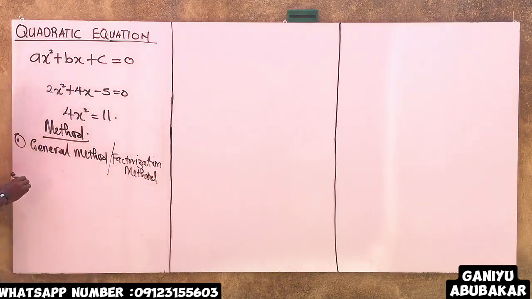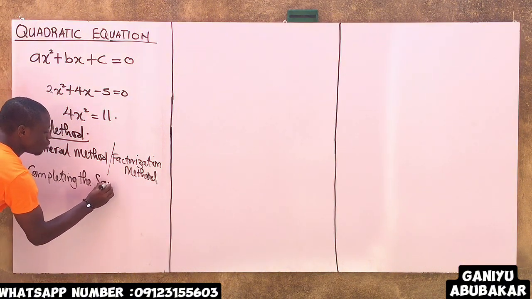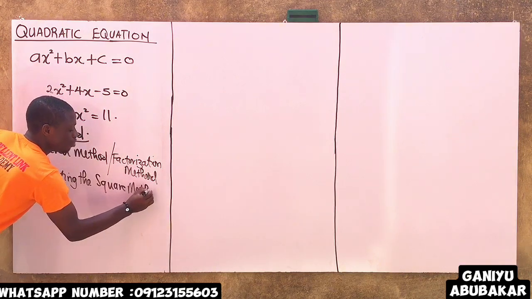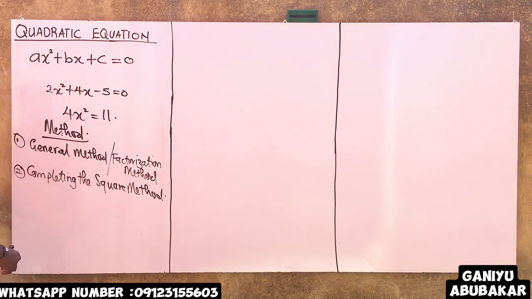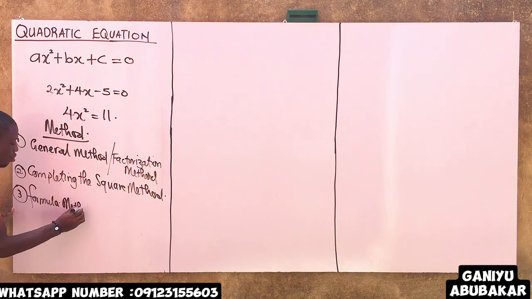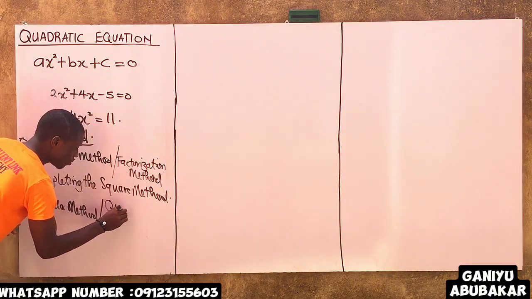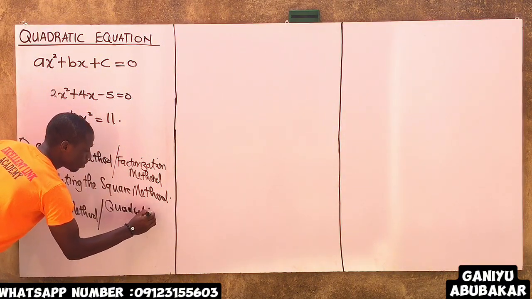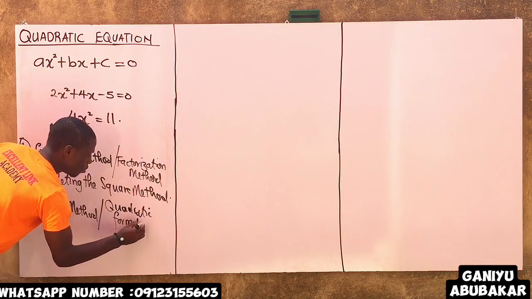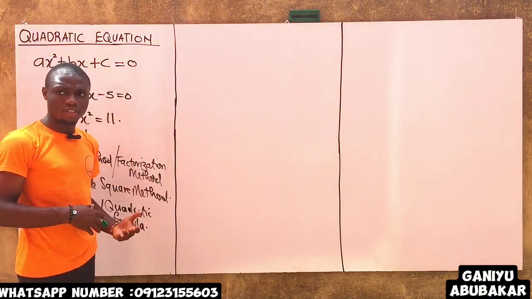Number two is the completing the square method. This is another method for solving quadratic equations. We also have the formula method, or you can call it the quadratic formula. These are the three main methods of solving problems under quadratic equation.